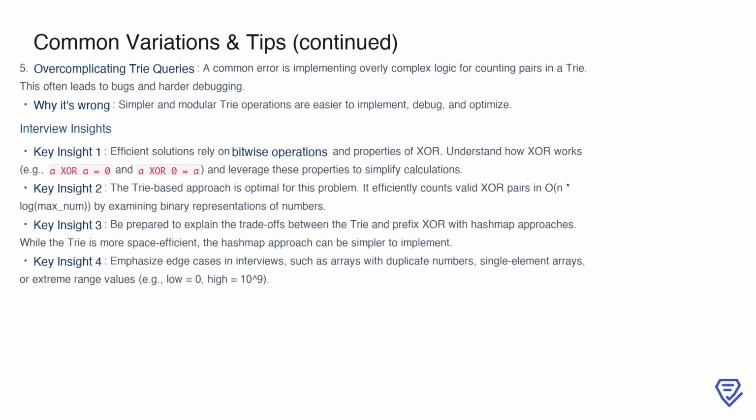However, interviewers may ask you to compare it with the prefix XOR and hashmap approach. While the tree is more space efficient, the hashmap method is often simpler to implement, though it may be less consistent in performance. Lastly, always emphasize edge cases during interviews, such as handling arrays with duplicates, single-element arrays, or extreme range values like low equals 0 and high equals 10 to the power of 9.